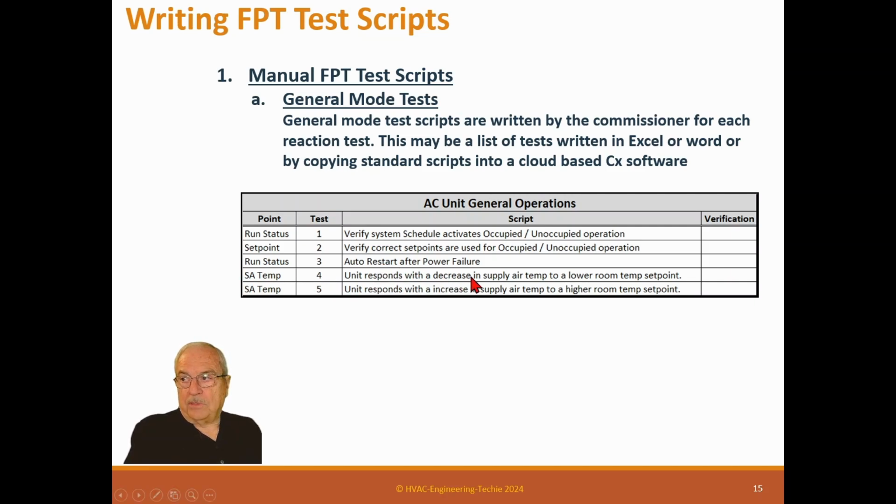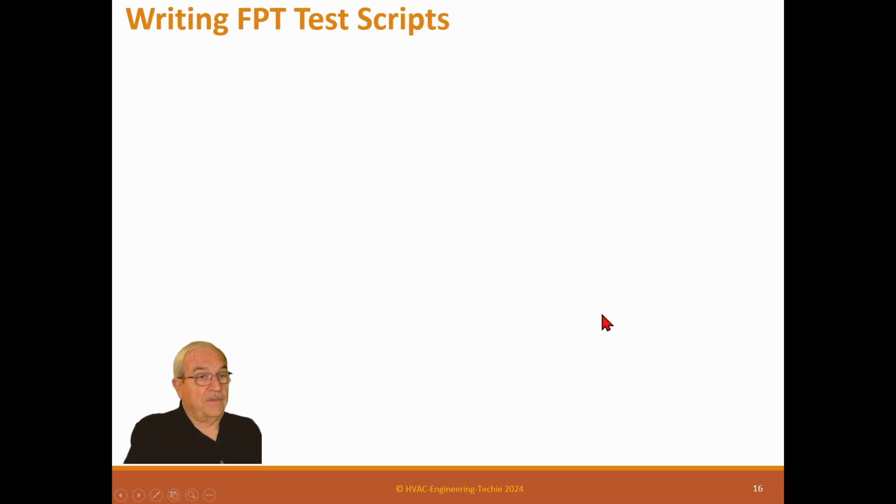Unit responds with a decrease in supply air temperature to lower room temperature set point. Unit responds with an increased supply air temperature set point. So this one is a manual test, and you're saying, okay, I put it in heat, it went into heating, it started to heat the room. You don't know what hysteresis is, you don't know if it got the set point, you don't know any of that stuff, but you know it's headed in the right direction.